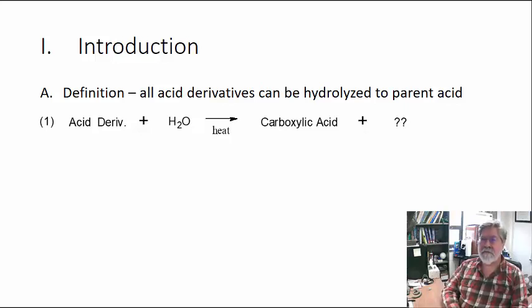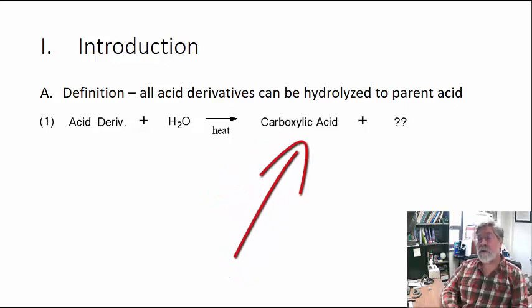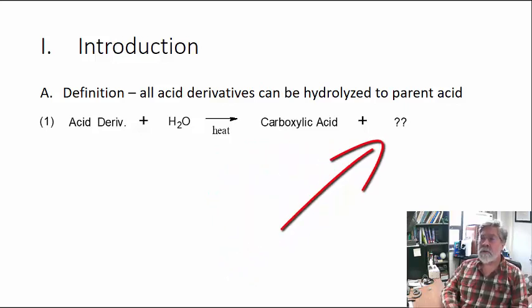A very simple definition is that all acid derivatives can be hydrolyzed to yield the parent acid and another compound, depending on what kind of acid derivative it happens to be. The first equation is the most general form, where an acid derivative adds an equivalent of water, probably has to be heated up, but not necessarily in every case, to yield the parent carboxylic acid plus another compound, here just symbolized by the two question marks.